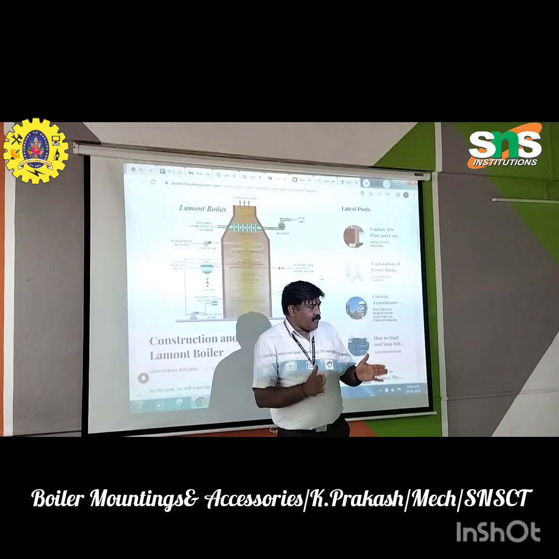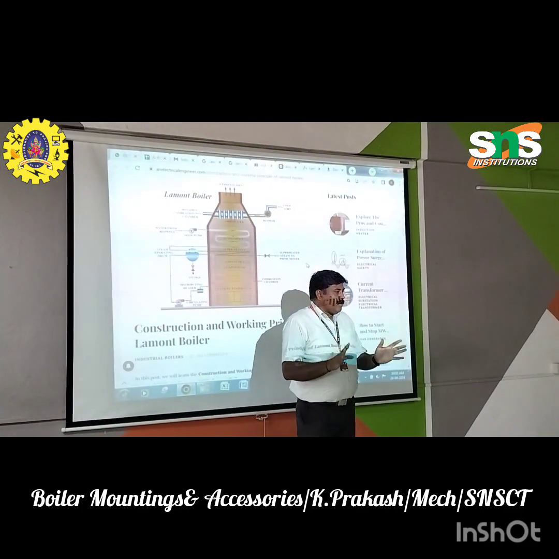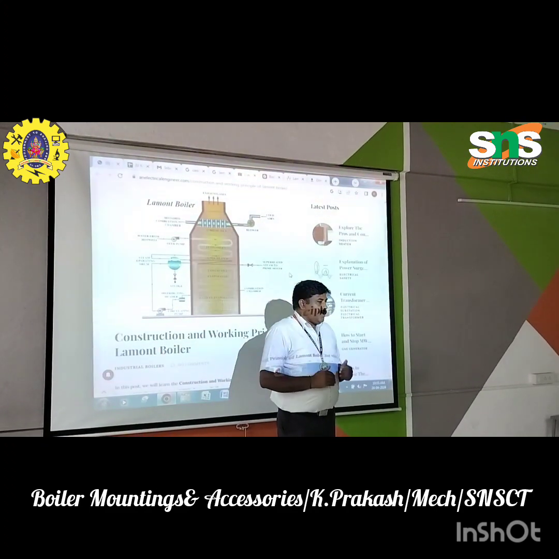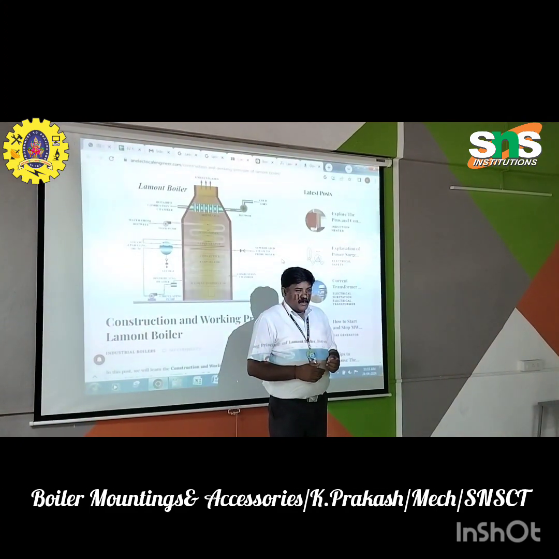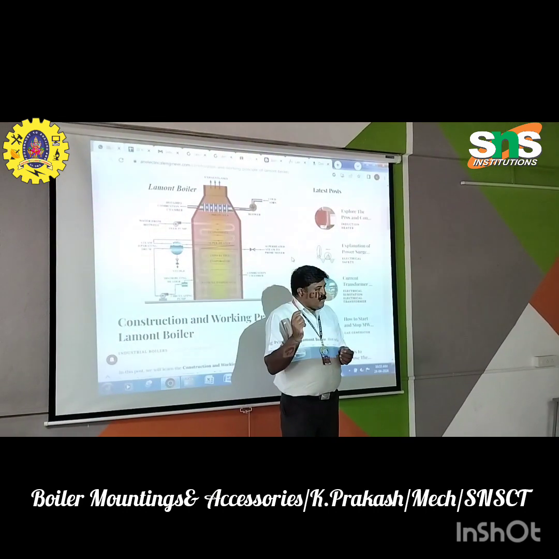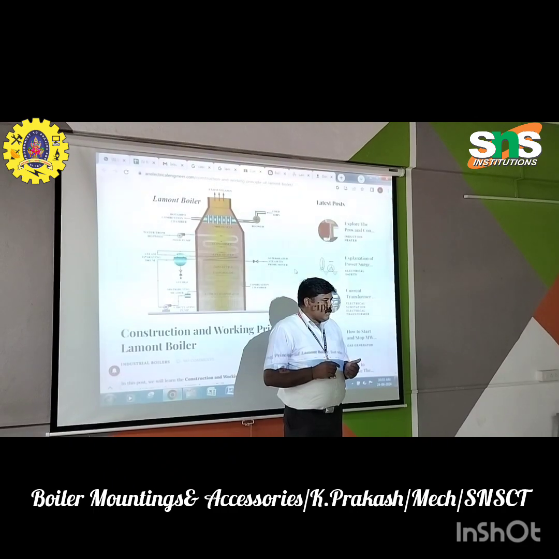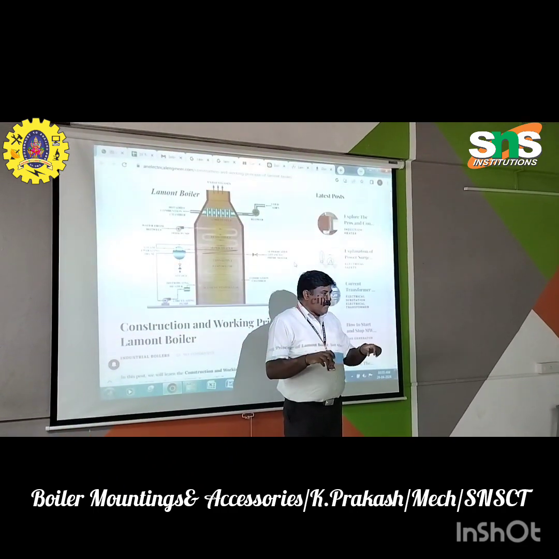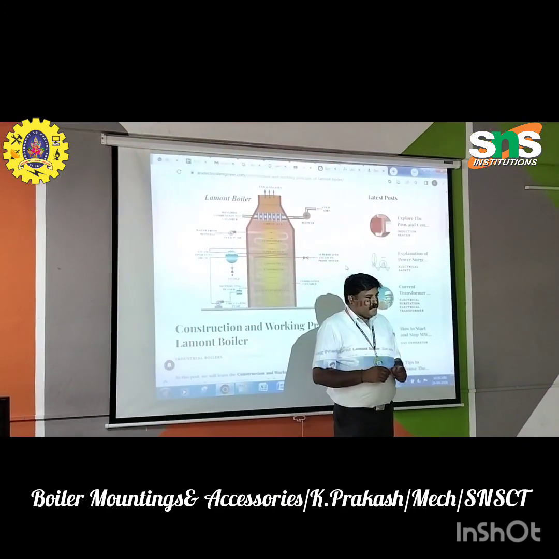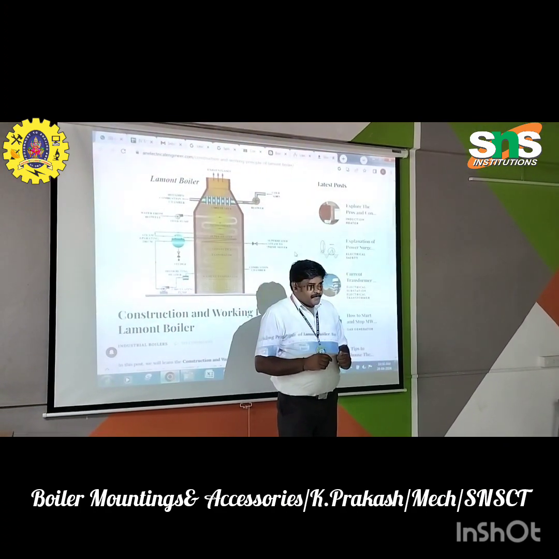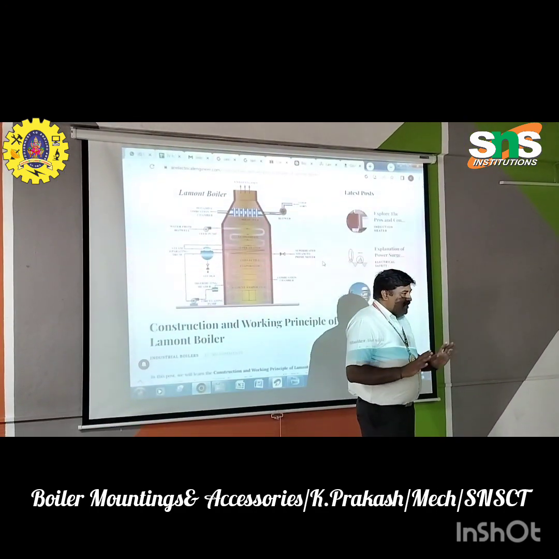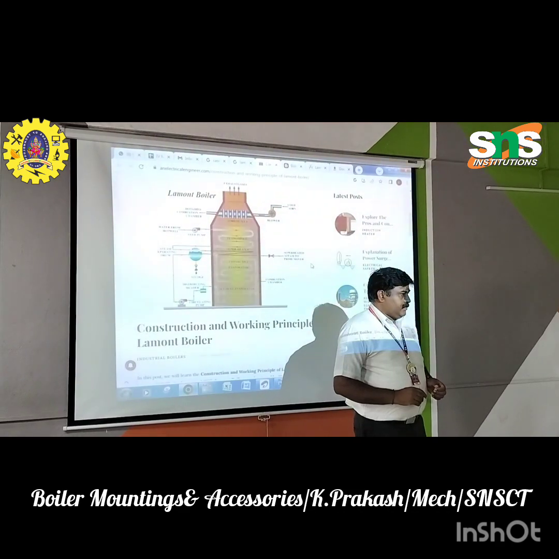Mountings are very important for the functioning of a boiler. Without mountings, the boiler can't function. Accessories are extra components. If you take a vehicle, we can use a side mirror. Without a side mirror, can you ride the vehicle? Yes or no? You can run the vehicle, but it will be difficult.